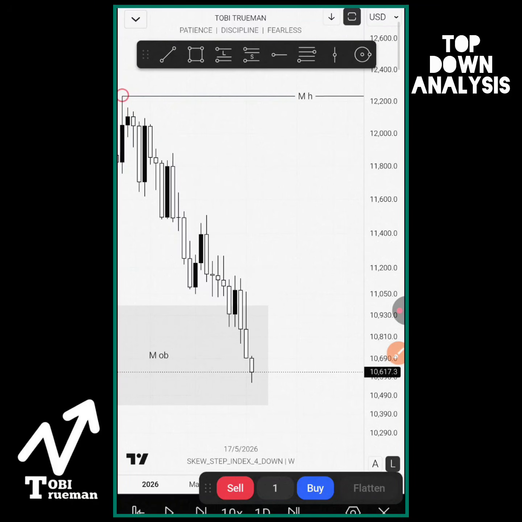So usually what I do is this. I barely take trades on the weekly. If I see any trade on the monthly, on the weekly, I can enter a trade on the daily. So let's go to the daily.